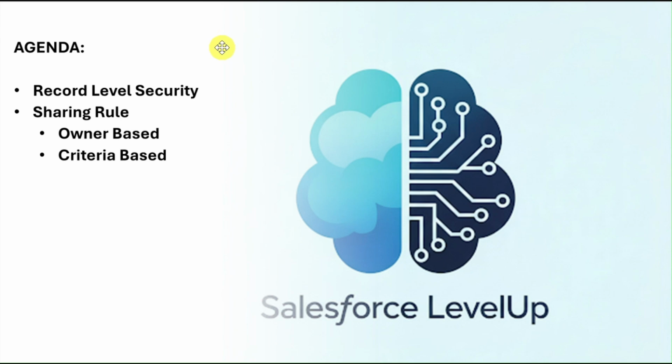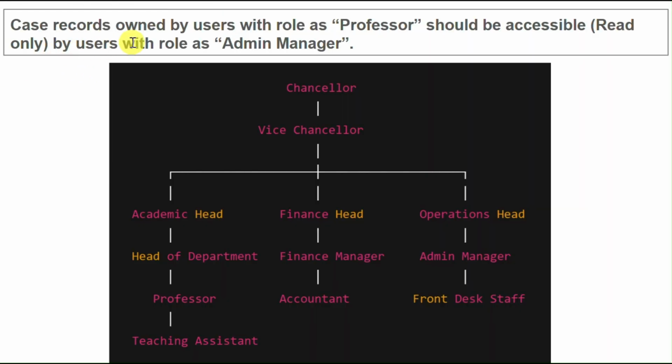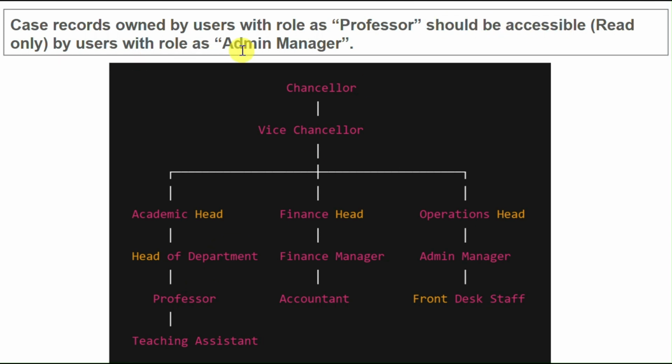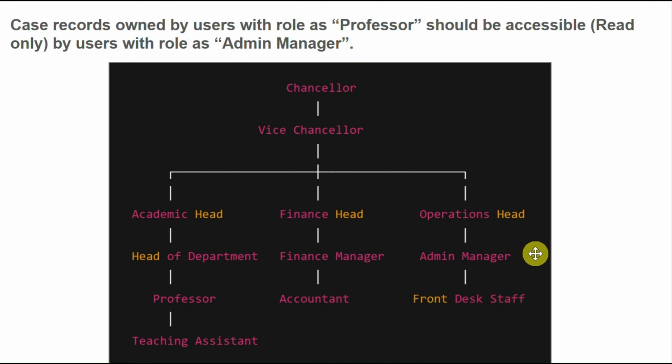In this video, we are going to learn about sharing rules, which is the third level in record level security. So we can just directly take up a use case to learn this particular topic. Let's say case records owned by users with role professor should be accessible by users with role admin manager. Now, how can we achieve this?